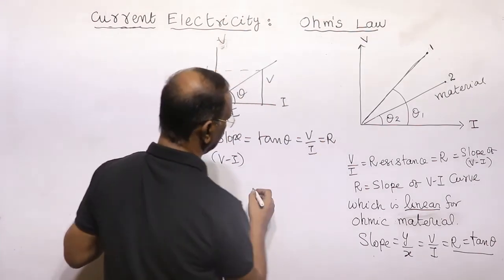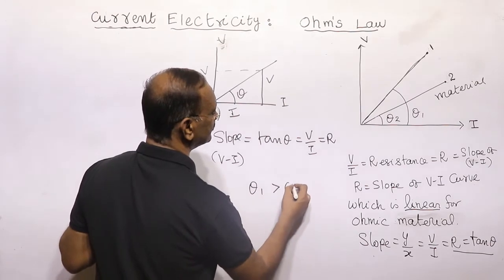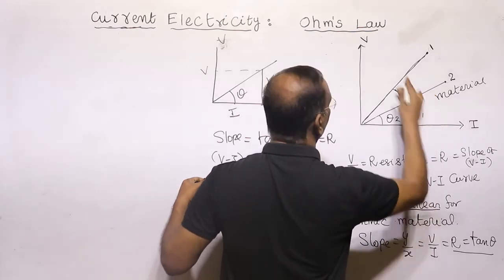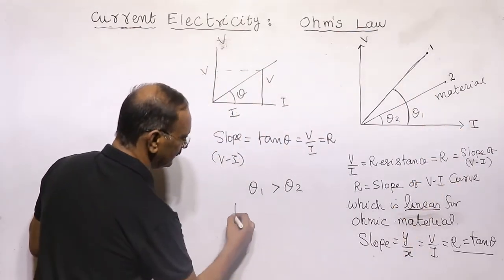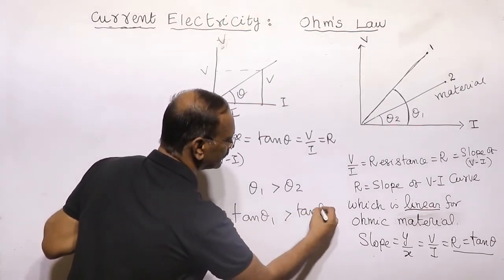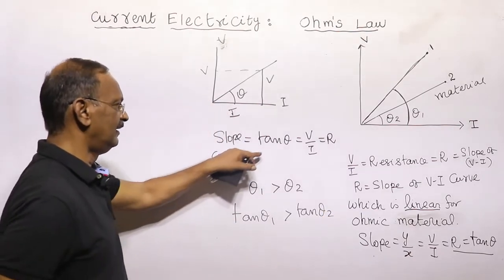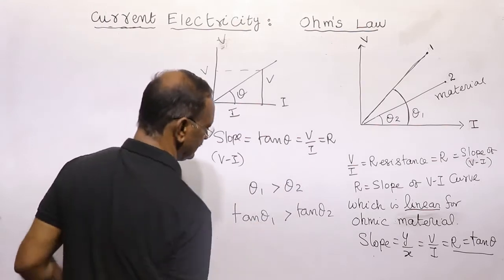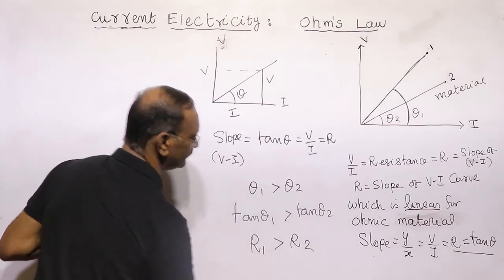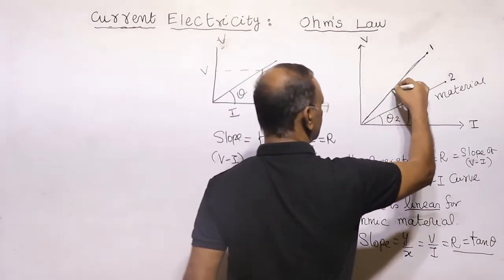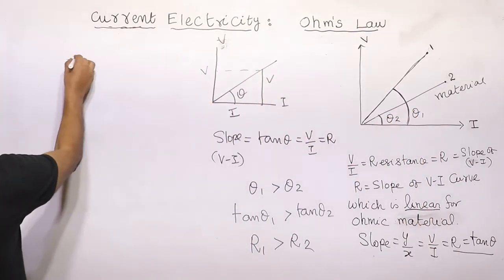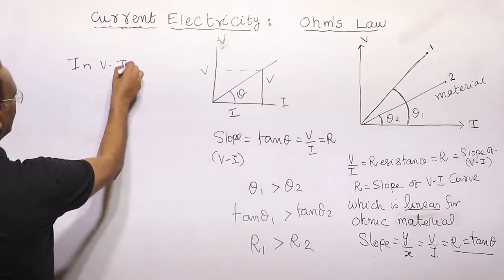Now here you see theta 1 is greater than theta 2. Theta 1 is greater in the VA characteristics, or we can write tan theta 1 is greater than tan theta 2. It means for the VA graph, tan of the slope represents resistance. So resistance of 1 is greater than resistance of 2, because this one has more slope and this one has less slope.